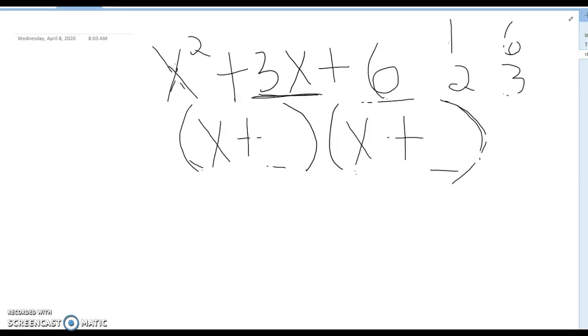Oops, shoot. That's not going to work. I wrote down the wrong problem. This one's not factorized. Oh, boy. All right, so forget I said that.